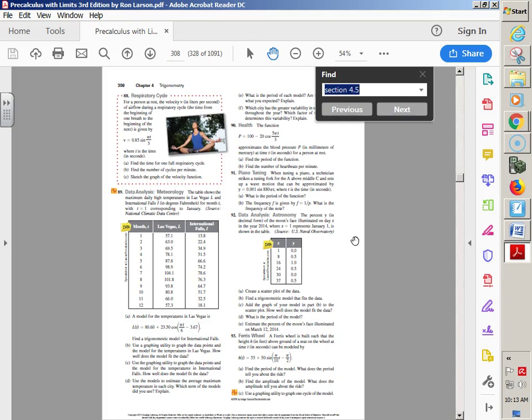P is blood pressure per or in time t seconds. So how do we do heartbeats per minute if we have the blood pressure in seconds?